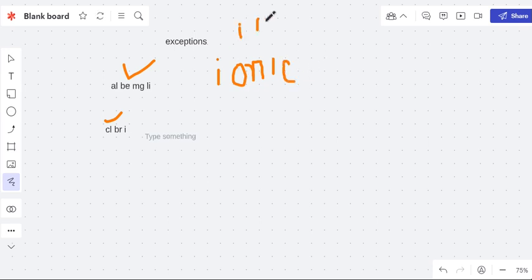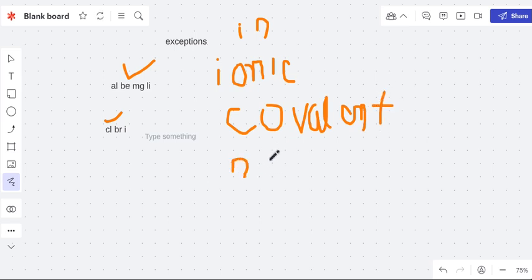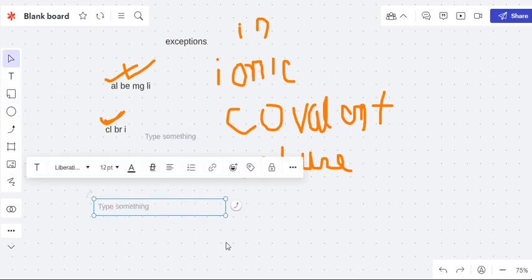In ionic compounds, covalent nature can be encountered. So this is an exception: when these metals make a bond with these non-metals, it is basically covalent. This is not an ionic bond, it is covalent in nature.